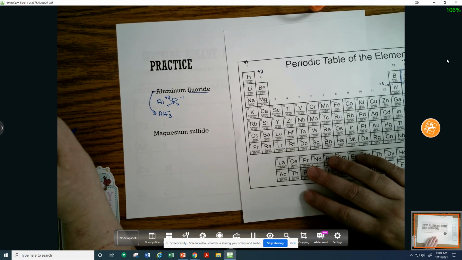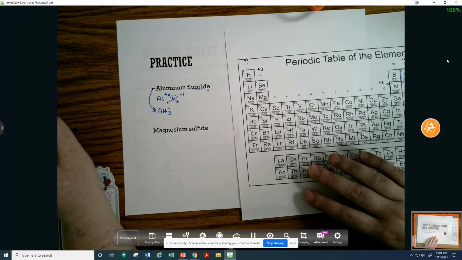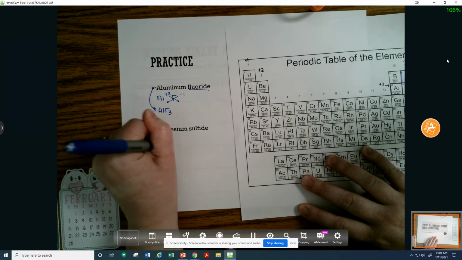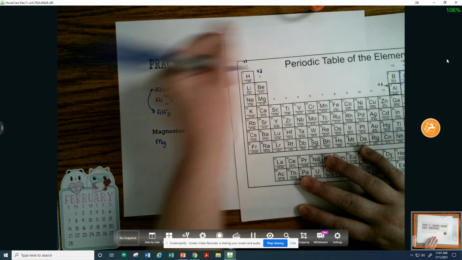Last example with this style then is magnesium sulfide. So magnesium I know is Mg, and I know that magnesium is a +2 charge.